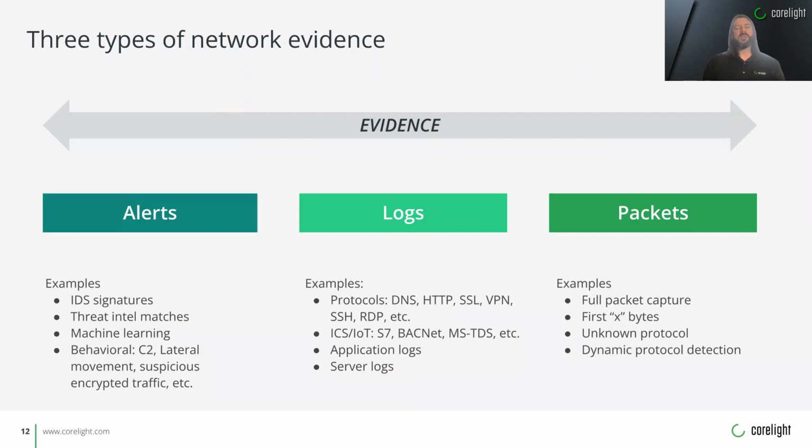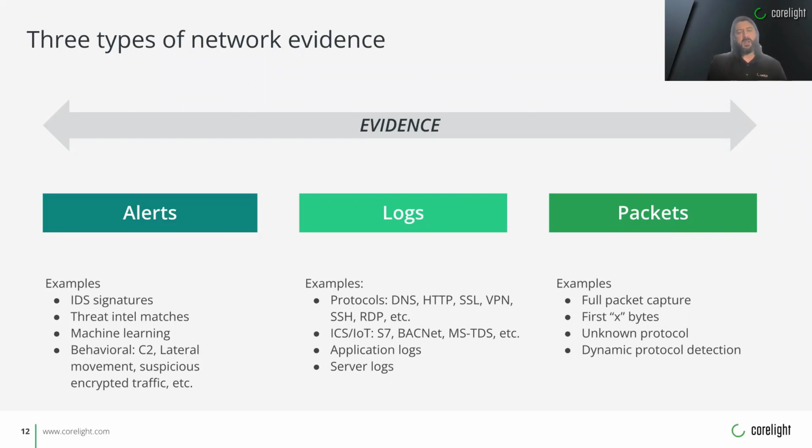Okay, so what exactly do I mean by network evidence? I like to simplify things down into three buckets. The first would be alerts, for example an IDS-like alert. Suricata, the open source intrusion detection solution, is a great example of something that can provide alerts.